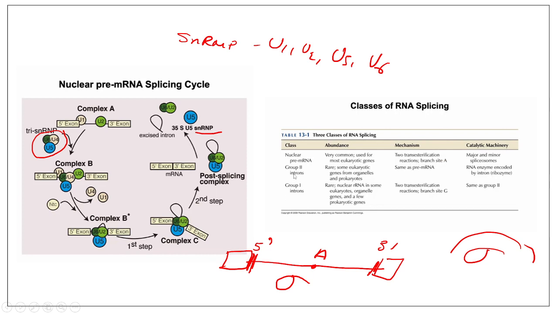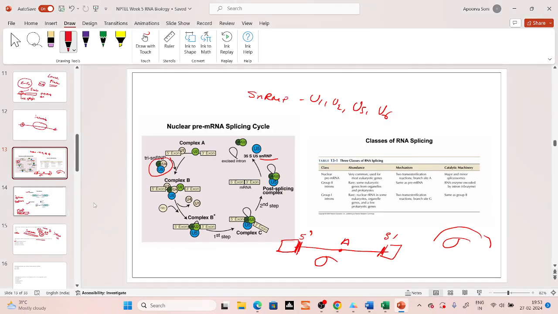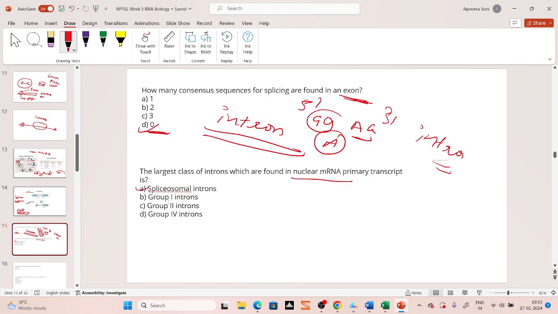Group 2 introns are present in some organelles and prokaryotes, whereas group 1 introns are again present in some nuclear rRNA or in some organelles. So in the nuclear pre-mRNA complex, the spliceosome, where's the question? The spliceosome introns are present. Okay, so the correct answer is A.